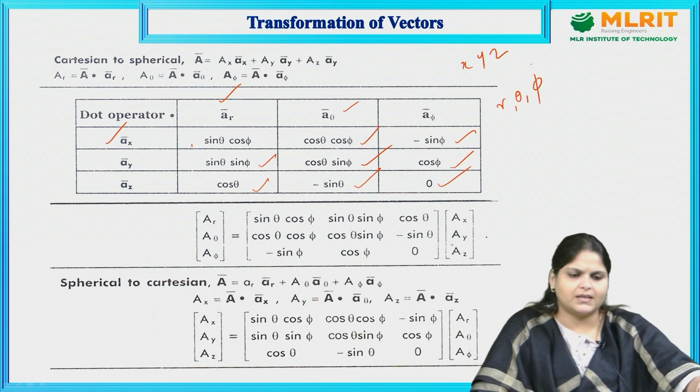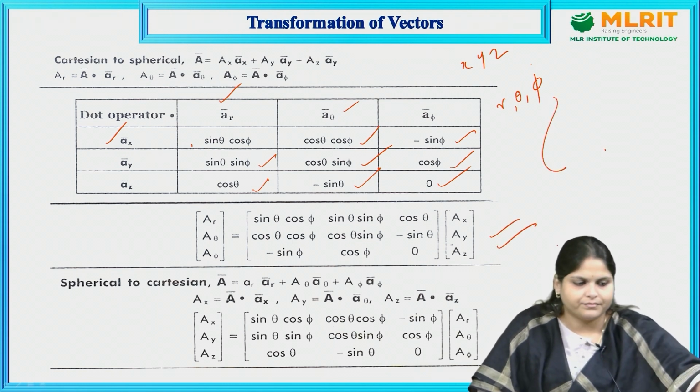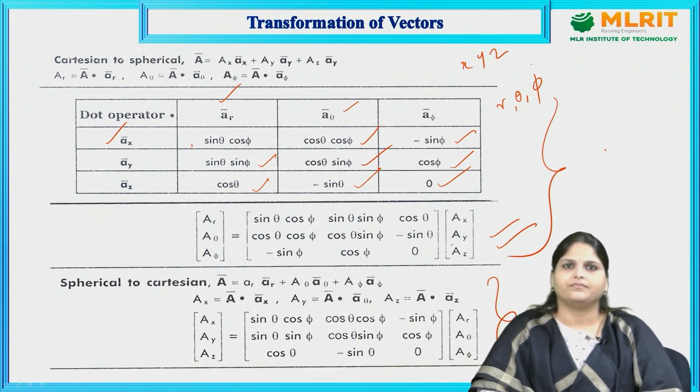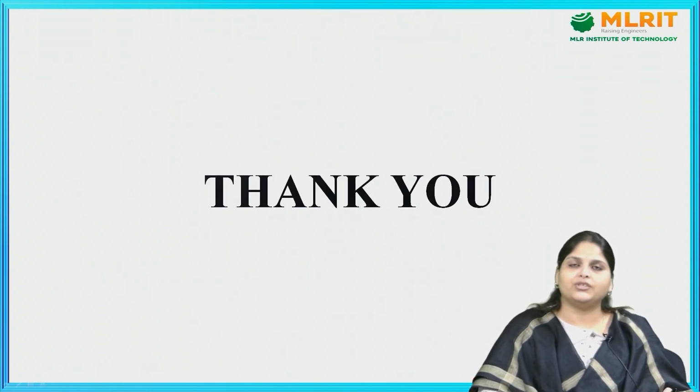And again, this table can be written here like this. So, Cartesian to spherical and spherical to Cartesian, the same angles, with a few differences, right? So this was about the transformation of a vector from Cartesian to spherical.